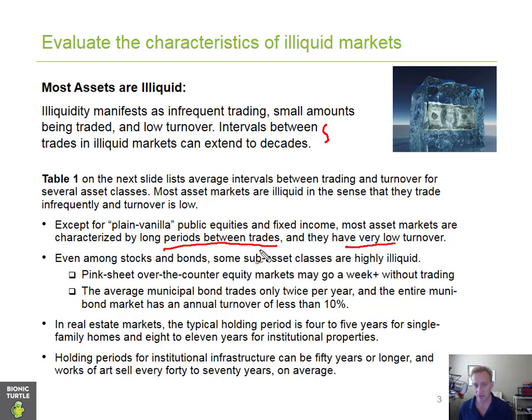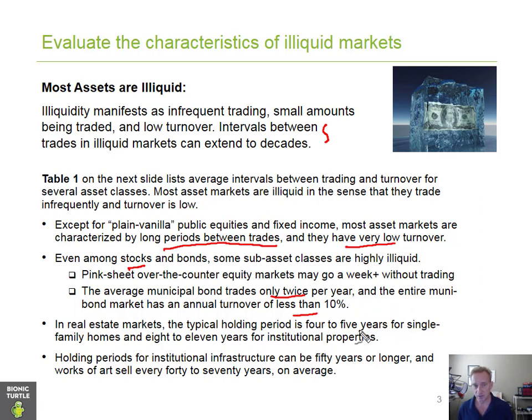He also points out that even among stocks and bonds, some sub-asset classes are highly illiquid. So for stocks, a lot of us think about maybe even purchasing and selling the S&P 500, which are large capitalization stocks. Well, that's not the only universe of traded stocks. He says that over-the-counter equity markets, pink sheets, can go a week. Some of those can go a week without trading. The average municipal bond trades only twice per year. And the entire muni bond market has an annual turnover of less than 10%.